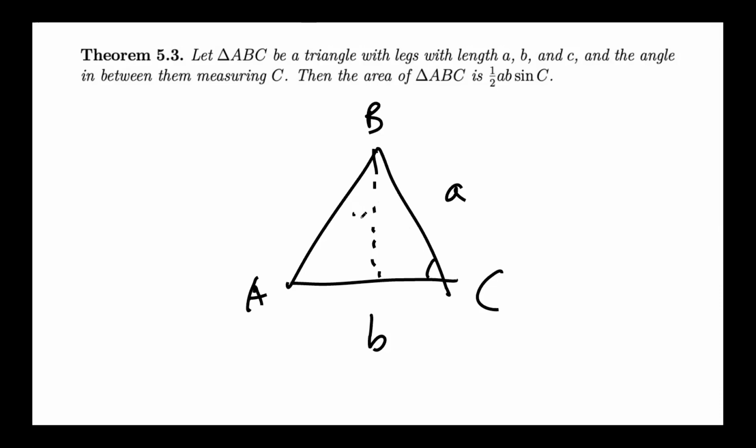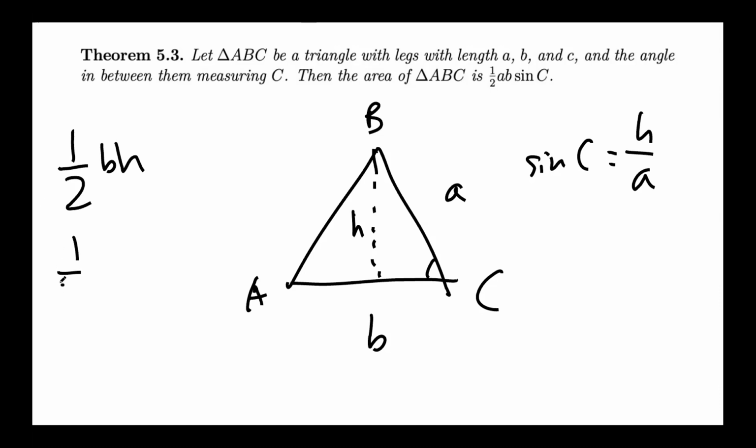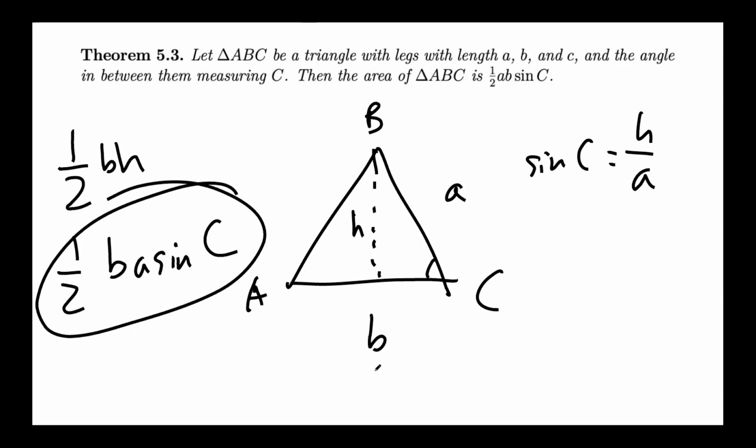So let's say we have this altitude here with H. In that case, sine C would just be the opposite side, H over A. Then because we know the area is already half BH, we just plug that in to get half B times A sine C. Yeah, that would be the area formula.